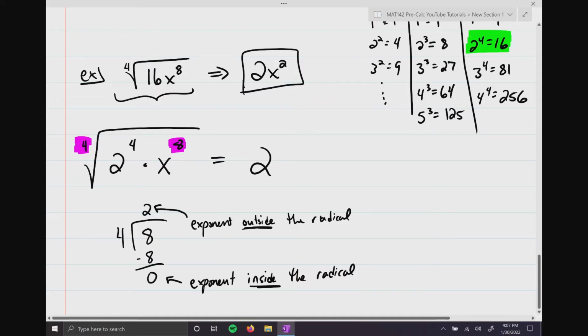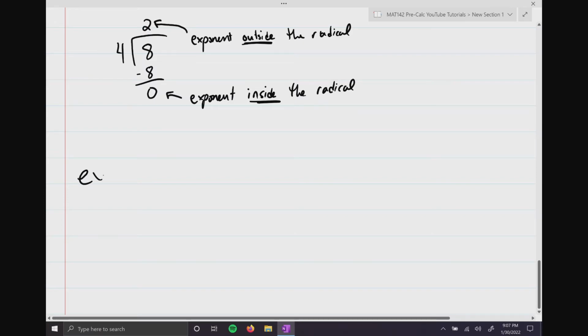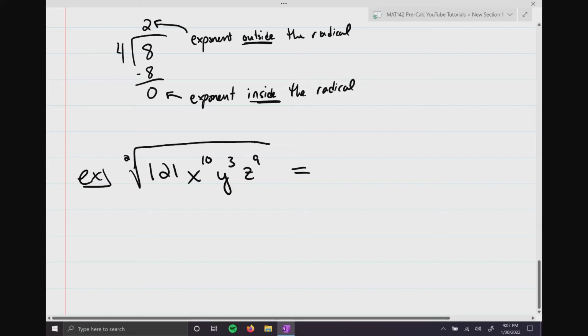Let me show you another scenario here where we actually get like remainders and stuff like that. I want to show you how I'm going to write that. So here's a situation here where we have, let's say, we'll keep it simple. The square root of 121, x to the 10th, y to the 3rd, and z to the 9th. Okay? So here, my index is a 2. Now what's really nice, the number's really easy. So the square root of 121 is going to be 11.